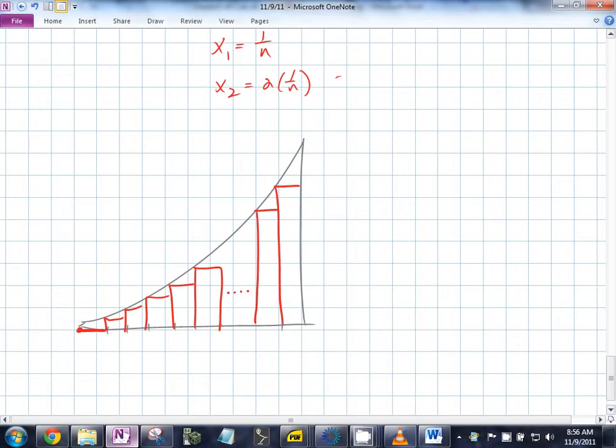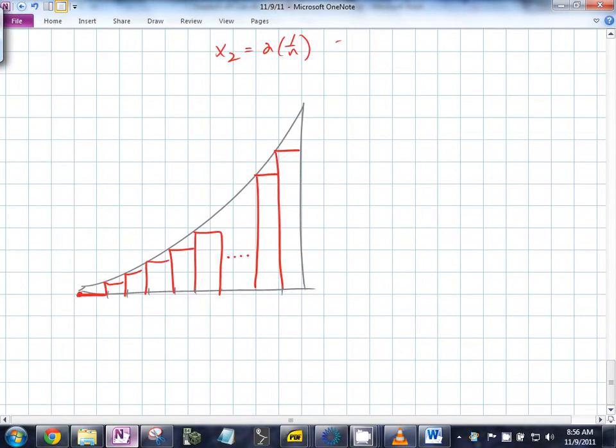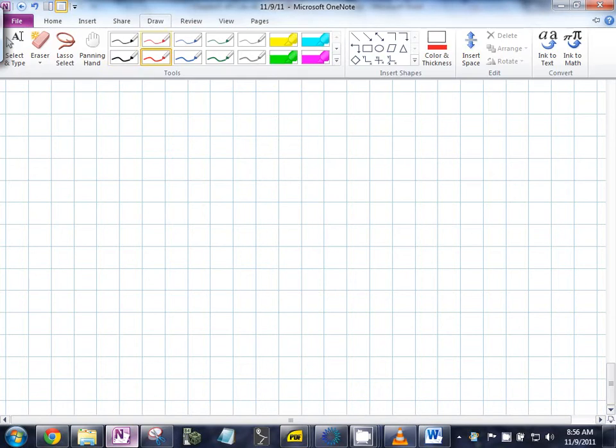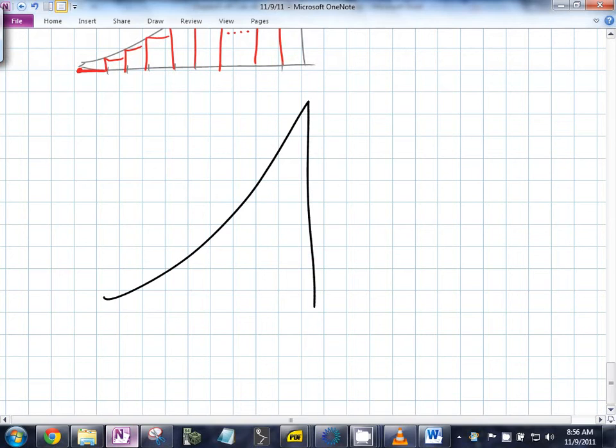Could we use the middle value? Absolutely. What does the middle value look like? Here's x squared, and let's break it up again. Let's say it's here. I'll make it bigger so I can draw this. This is x1, this is x2, x3. Instead of taking the right hand or the left hand, I'm going to take the middle point.